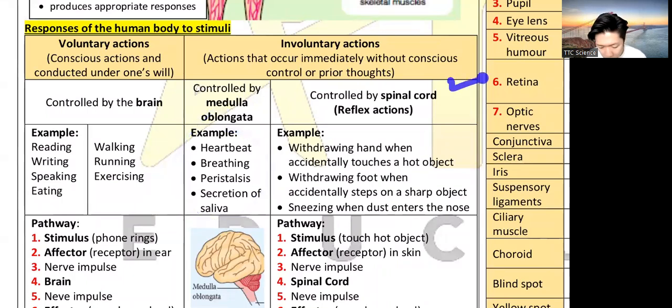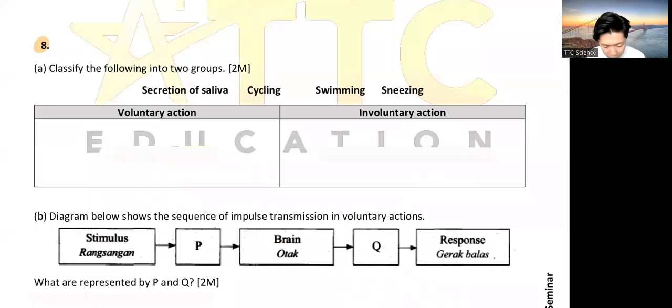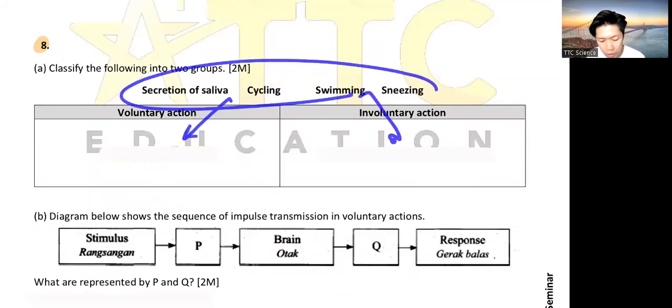The spinal cord is the one that controls reflex. Reflexes protect you from injury, like if you touch something hot or step on something sharp, or sneezing. These are called reflex actions, which are controlled by the spinal cord, not the brain. Pretty easy, everybody. Please write down in the correct box. I have 5 seconds for you.